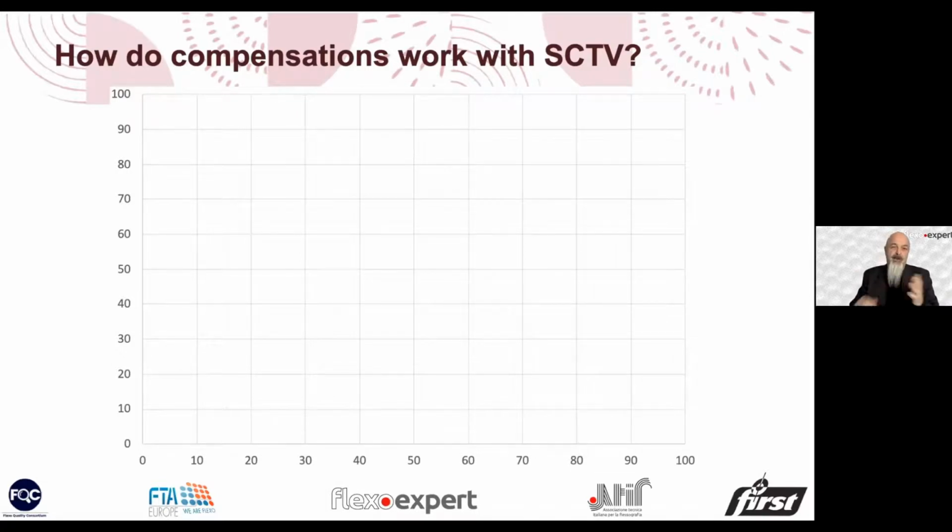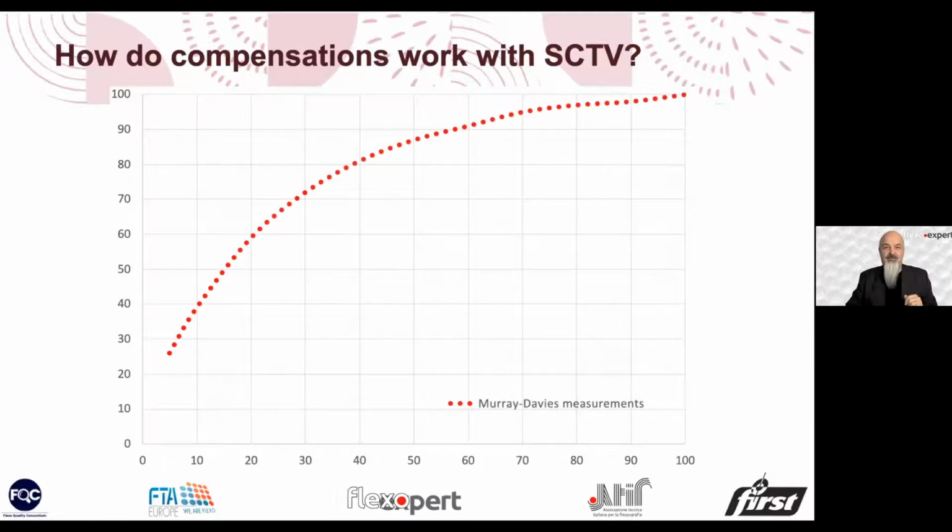When we measure with Murray Davis, so this is a measurement of patches with Murray Davis. I had a question the days before when I was testing the presentation. Why don't you have any line below 5%? Because the first patch to be measured was 5%. So I don't have any dot below 5%. So these are the actual measurements I took.